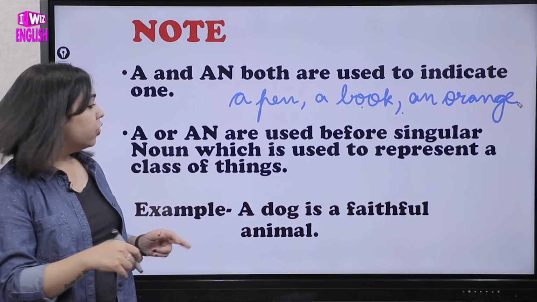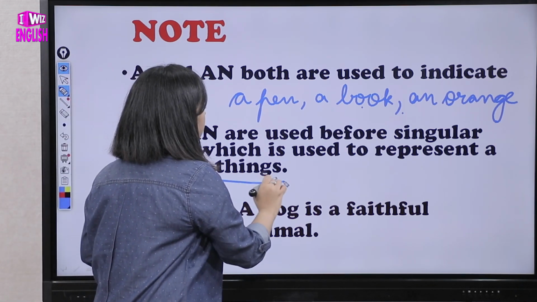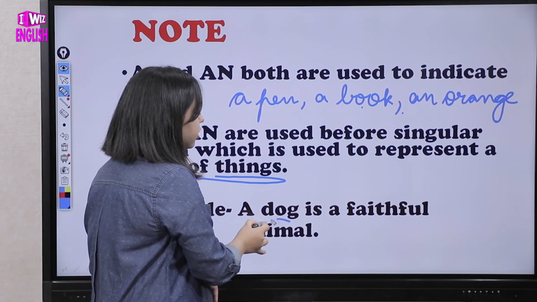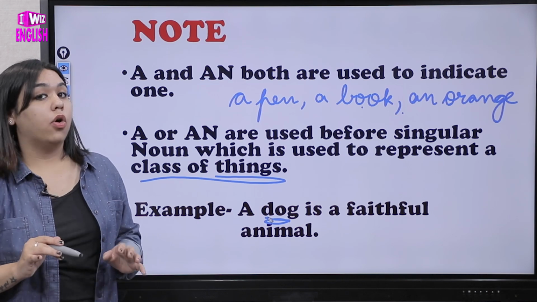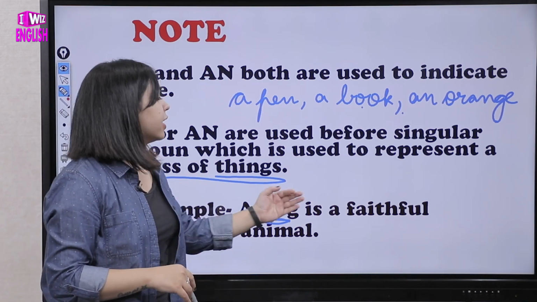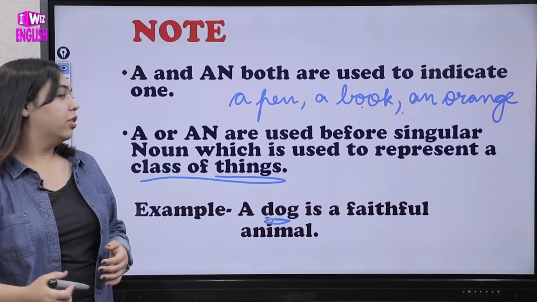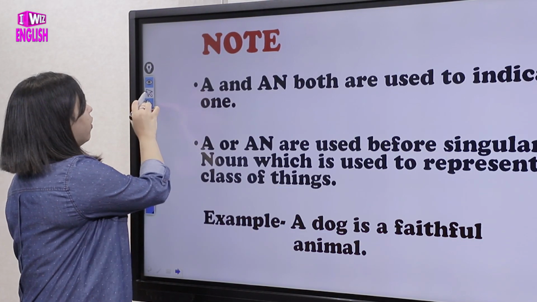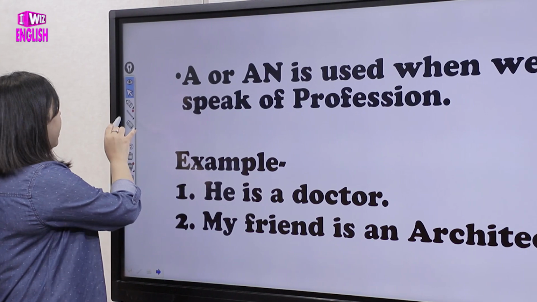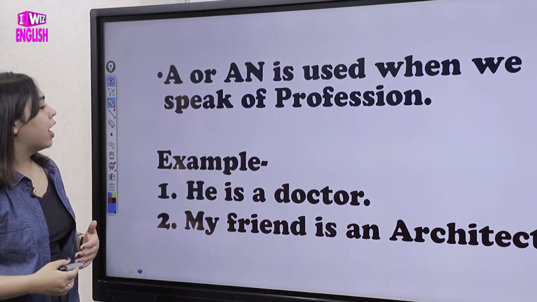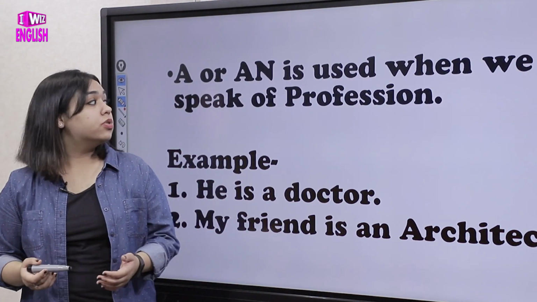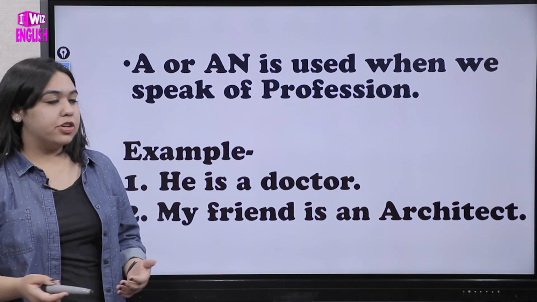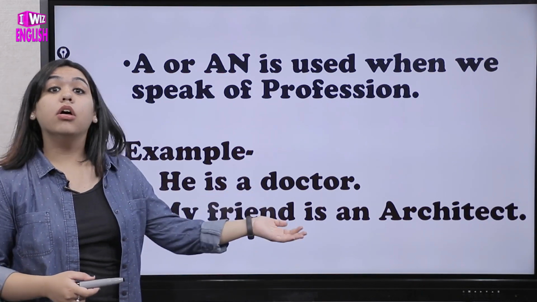It can also be used to represent a class of things. A dog. Here this dog is representing all dogs. So we'll say a dog is a faithful animal. I hope that this is clear to you. Now we'll move further to more uses of a or an. A or an is used when we speak of a profession. Again, in profession we are going to use it. He is a doctor.